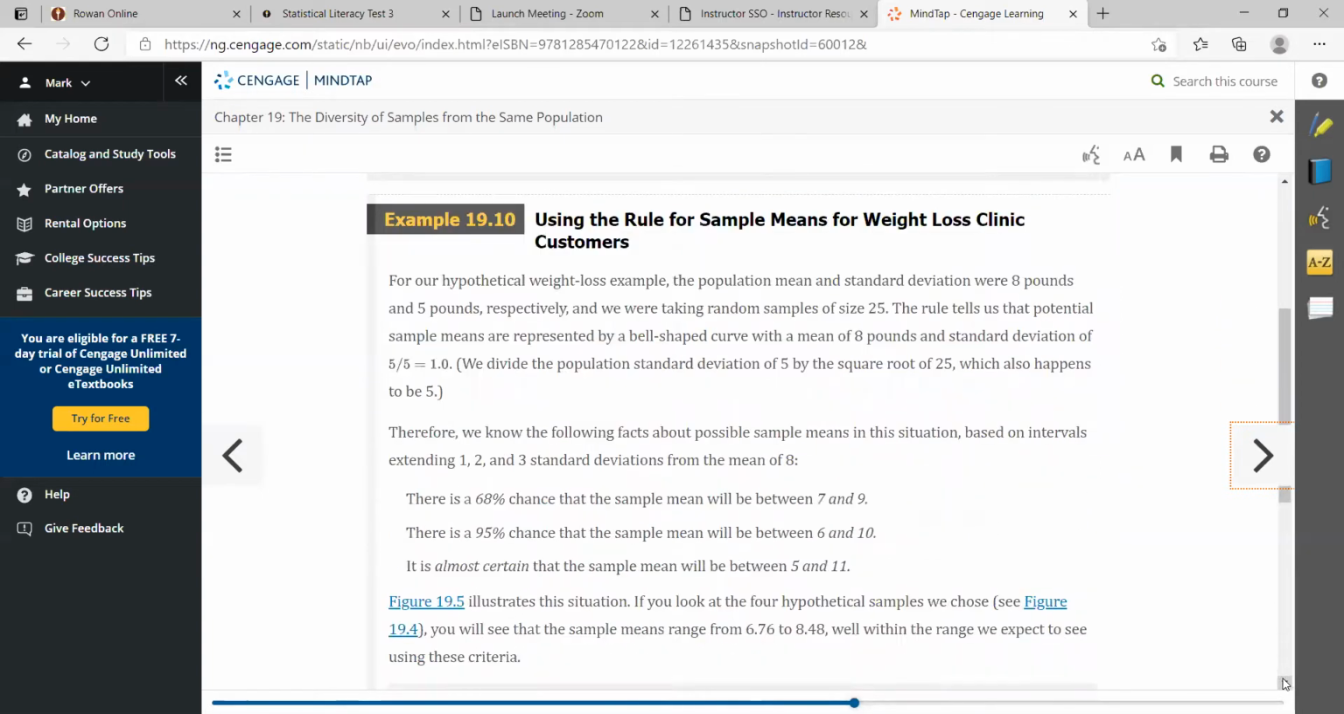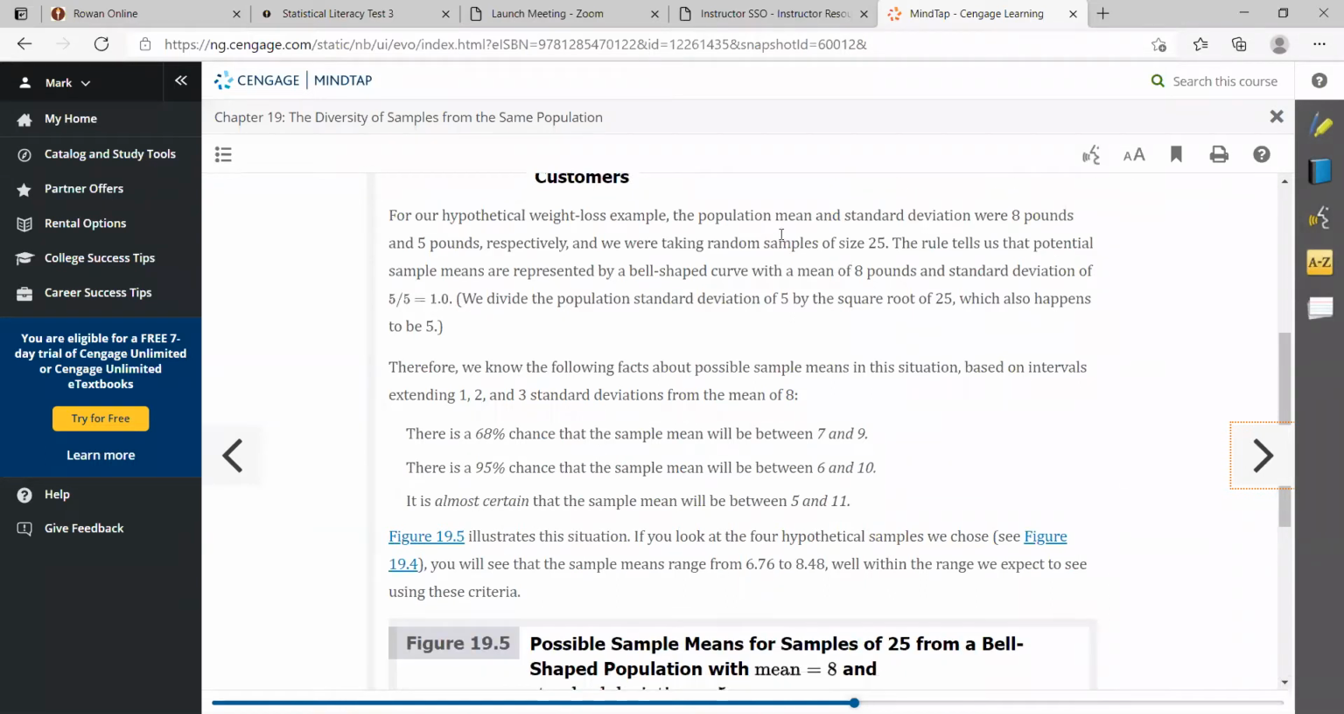For example, let's look at this example, and then this might be it in terms of giving you a review. But again, I wanted you to know this. So here's a weight loss example. The population mean and standard deviation were 8 pounds and 5 pounds respectively. That means the mean is 8 pounds, and the standard deviation is 5 pounds. We took a random sample of 25.